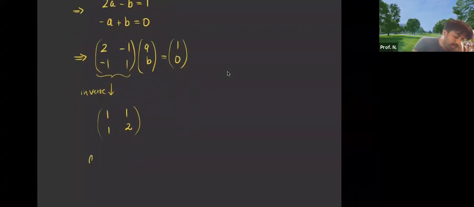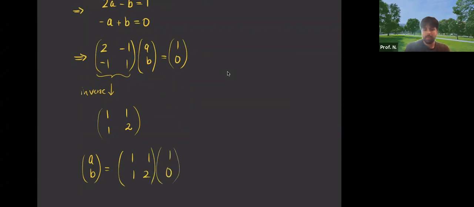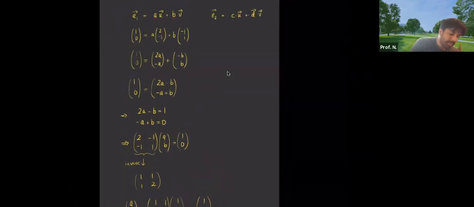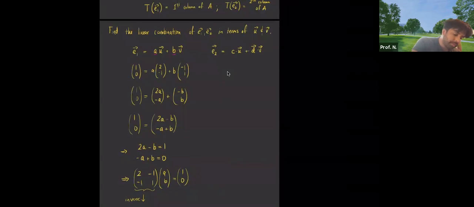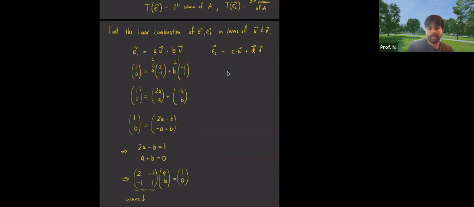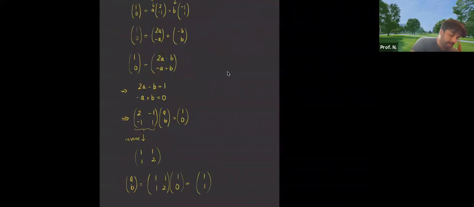If that's the inverse, then what is AB going to be? AB is going to be the inverse multiplied by 1, 0. When you multiply it, what do you get? You get 1, 1. So what is A? A is 1. What is B? B is 1. Why does that matter? Because I need one of these and I need one of these, so when I add these up, I get 1, 0. Does everybody see that? So A equals 1, B equals 1.